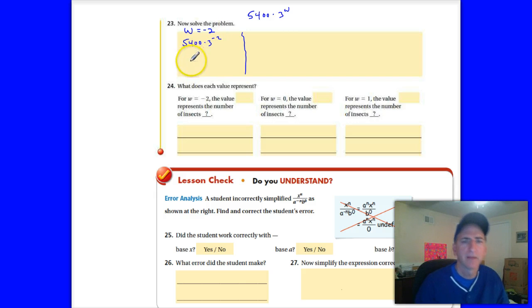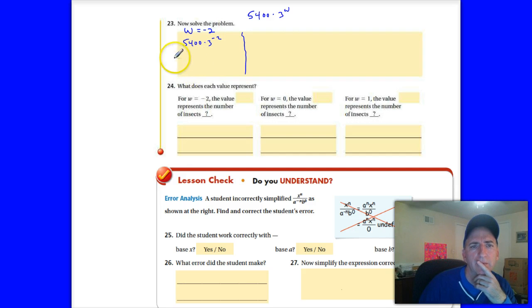All right. Now think about, what does that mean? If weeks is -2, what would that mean? That's 2 weeks before they actually measured these insects. And we'll get to that in a minute. But you have 5,400 now times 1 over 9. And you work that out, and that works out to be 600. So that was the population 2 weeks before.